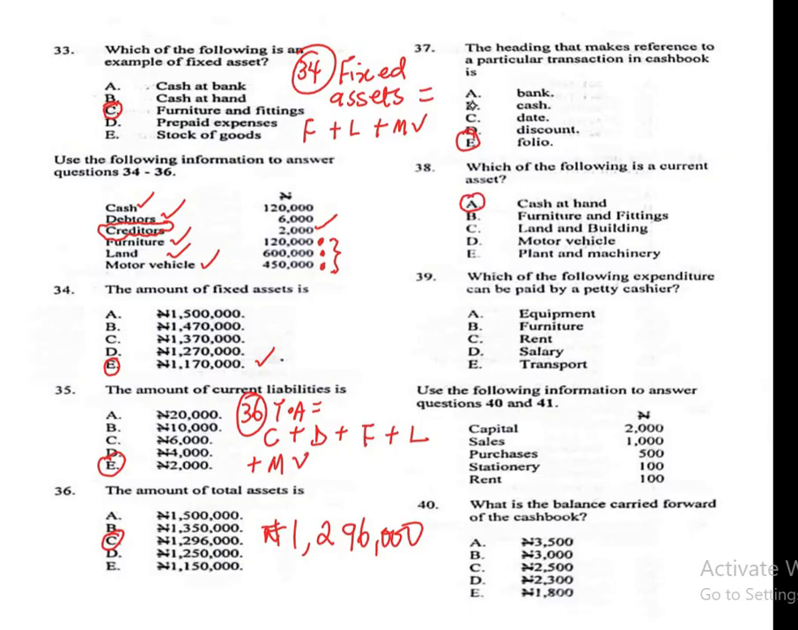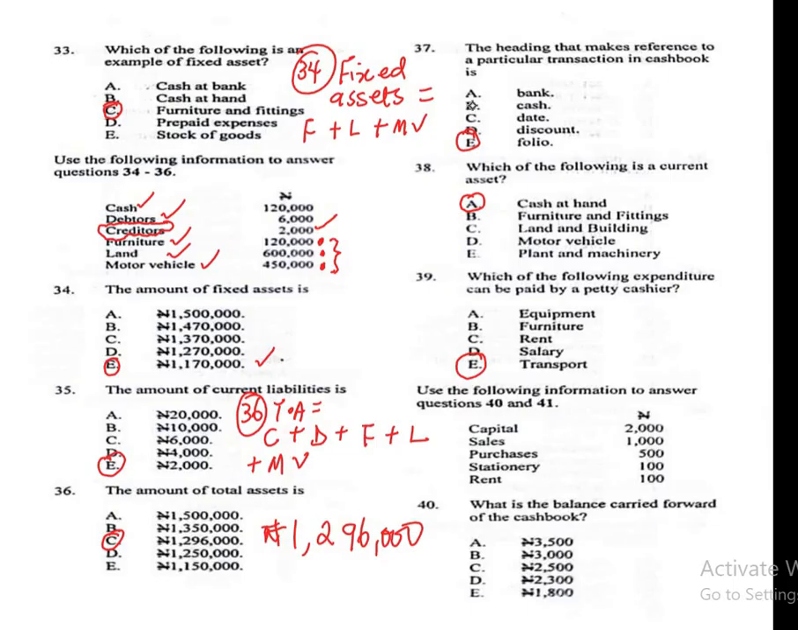Question 39. Which of the following expenditure can be paid by a petty cashier? A. Equipment, B. Furniture, C. Rent, D. Salary, E. Transport. The correct answer is option E. Transport.